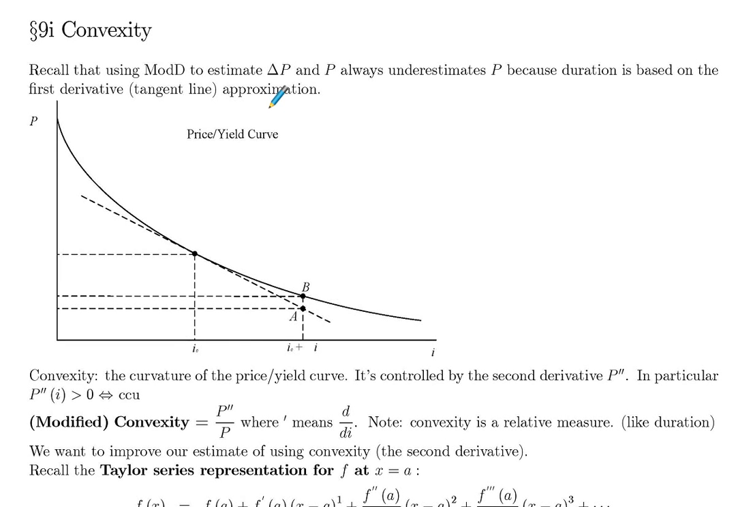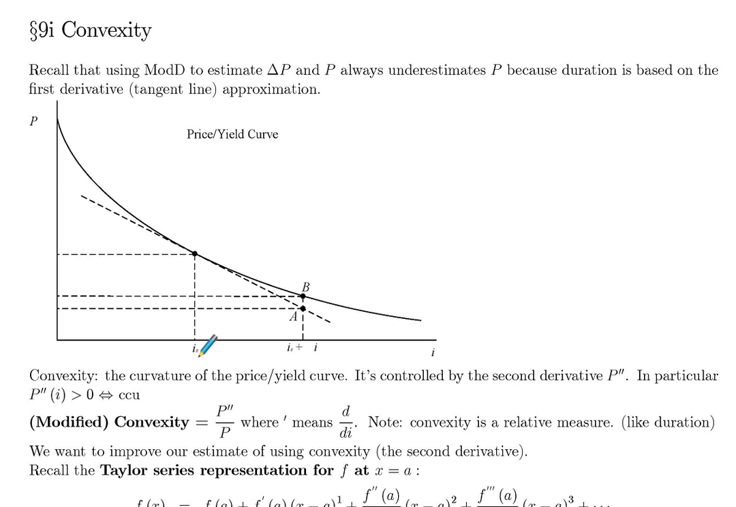Alright, last time we talked about using duration, modified duration in particular, to estimate changes in price. And we noticed that the price was always underestimated when we used modified duration. And that's because duration is based on the first derivative, or the tangent line approximation.